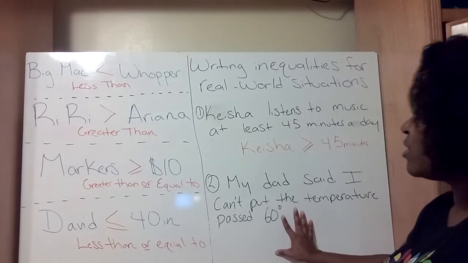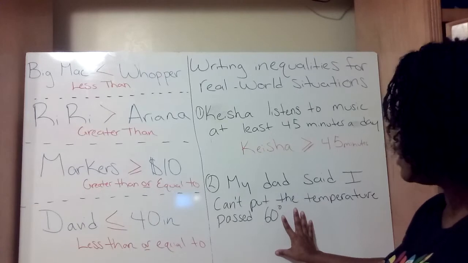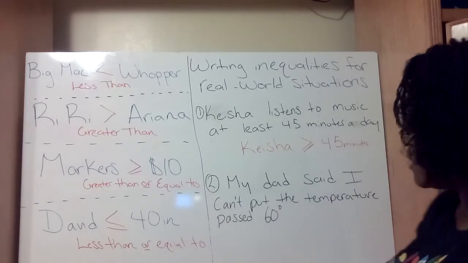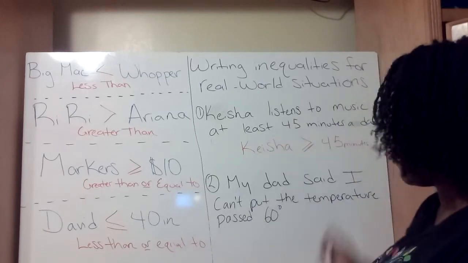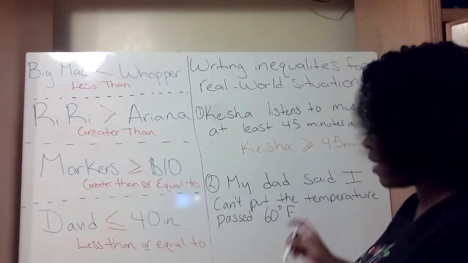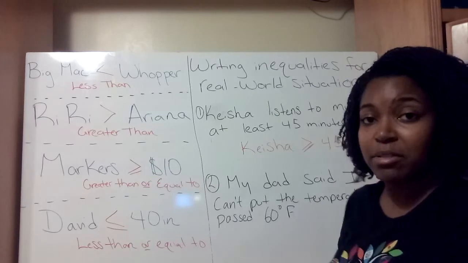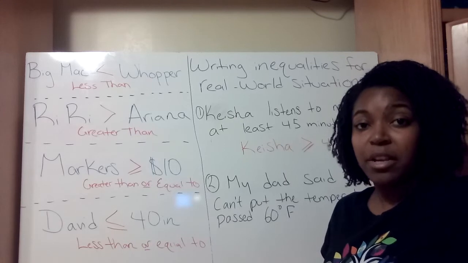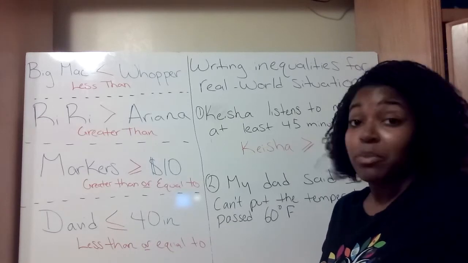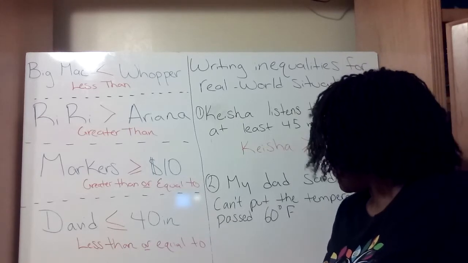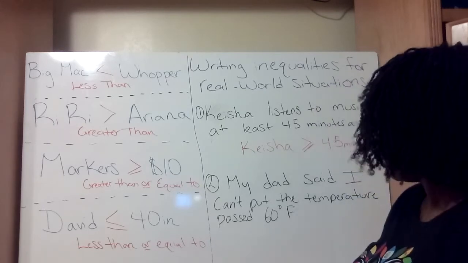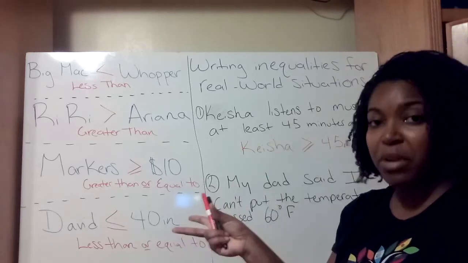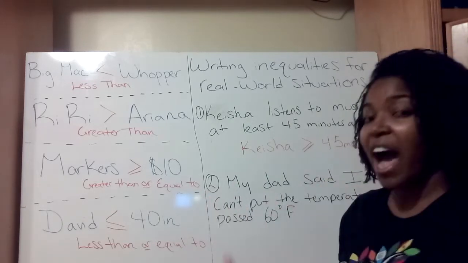All right, here's the next one down below. All right, so it says, my dad said I can't put the temperature past 60 degrees. And let's go ahead and add Fahrenheit to that. I don't know what temperature your parents keep it in the house, but my dad said the thermostat, we weren't allowed to put it above 60 degrees. We had to wear a sweater. So my dad said I can't put the temperature past 60 degrees. So I'm not allowed to put it higher than that. That's the very highest it could go.